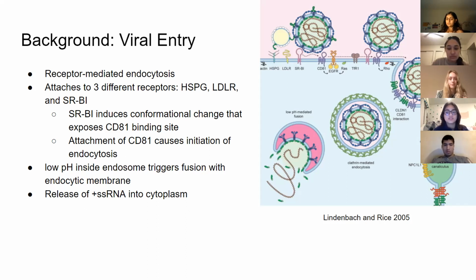Once the virus enters a cell inside the endosome, low pH acts as a triggering signal inside the endosome, which triggers fusion of the viral membrane with the endocytic membrane, and that causes all of the viral genetic material to spill out into the cytoplasm of the host, which are generally liver cells.